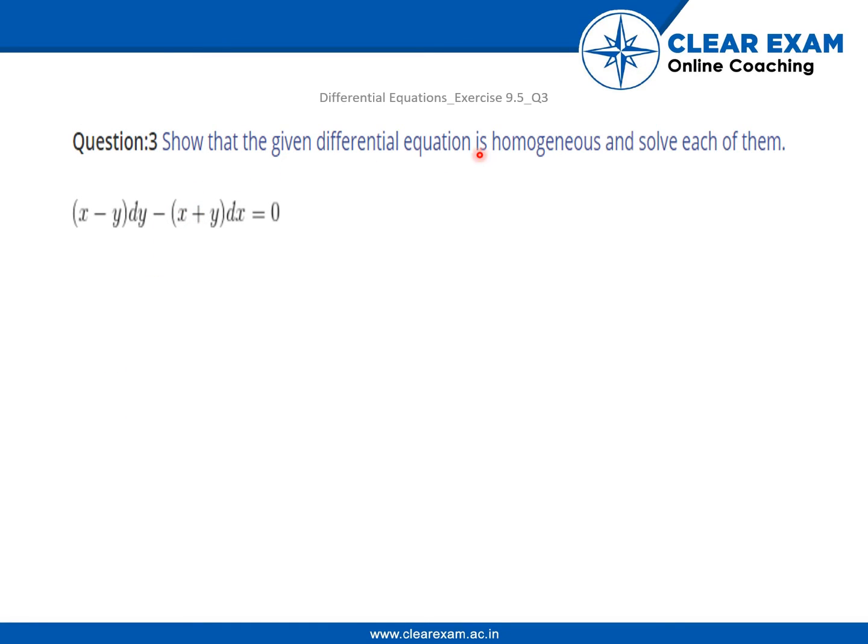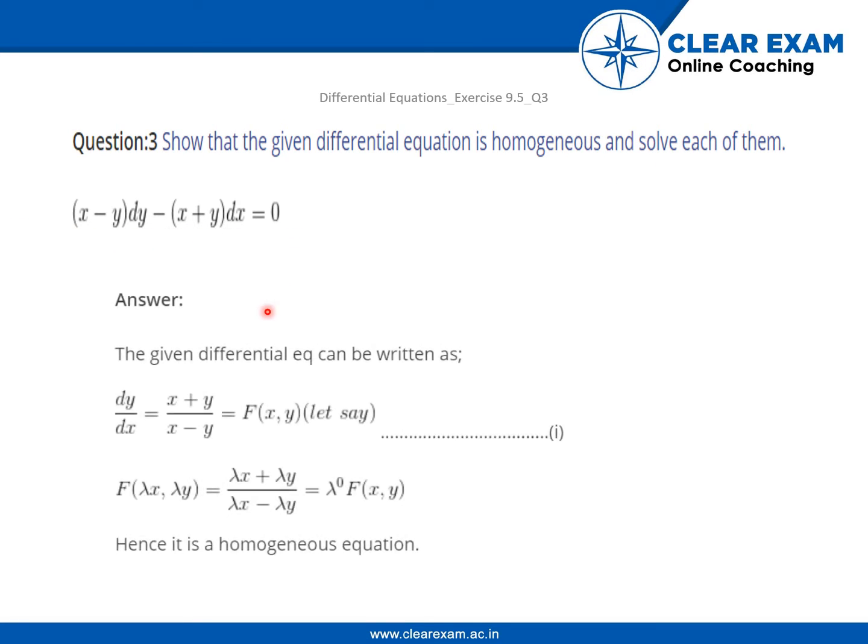Show that the given differential equation is homogeneous and solve each of them. (x − y) dy − (x + y) dx = 0.